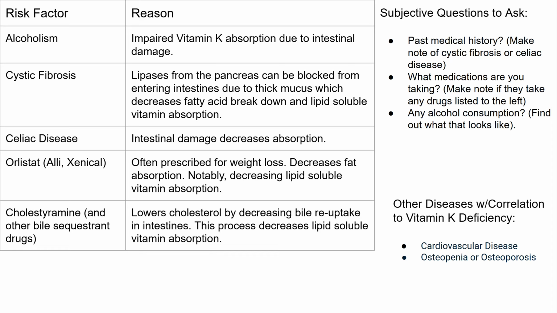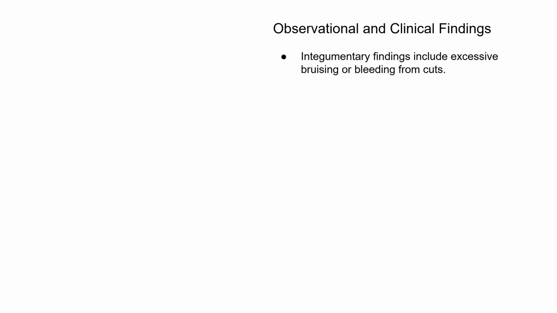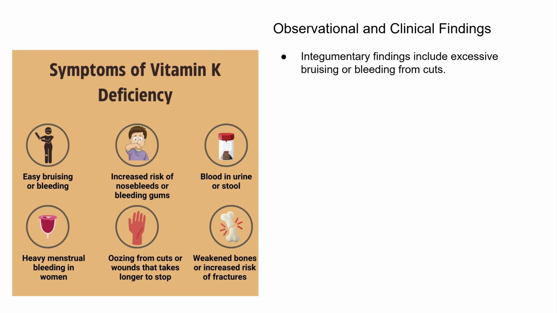Subjective questions to ask would be about past medical history, and you should make note of cystic fibrosis and celiac disease. Ask them what medications they're taking. Make note of orlistat and cholestyramine and other bile sequestrants. Ask about any alcohol consumption and, of course, find out what that looks like. Diseases that individuals can be at greater risk for with vitamin K deficiency are cardiovascular disease and osteopenia or osteoporosis. As far as clinical exam goes, integumentary findings will include excessive bruising or bleeding from cuts.